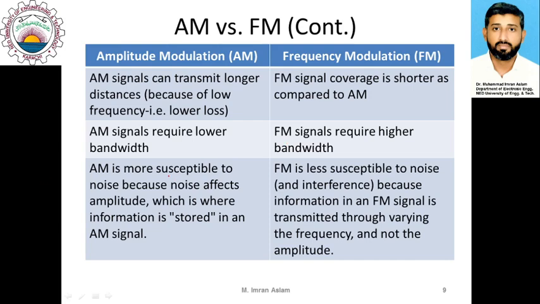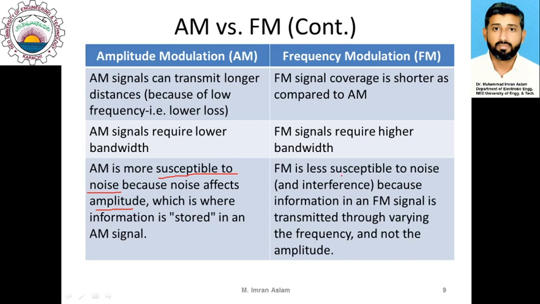AM is more susceptible to noise because noise generally affects the amplitude, and for an AM signal the information is stored in the amplitude of the signal, and as the noise changes the amplitude, eventually it changes the information contents and causes error in the transmission.